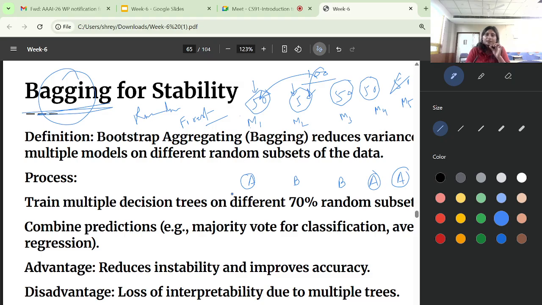So a decision tree is not generally used singly. It is used in the concept of random forest as a bagging ensemble method. Ensemble means you are combining the knowledge of multiple models all together.